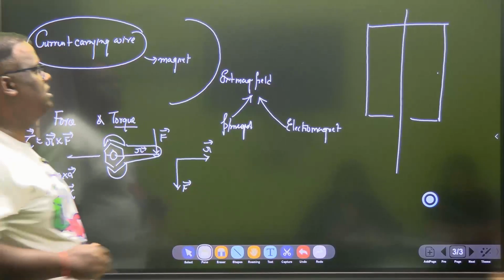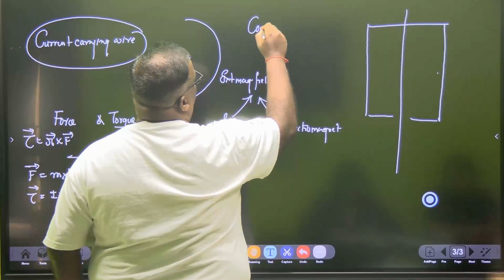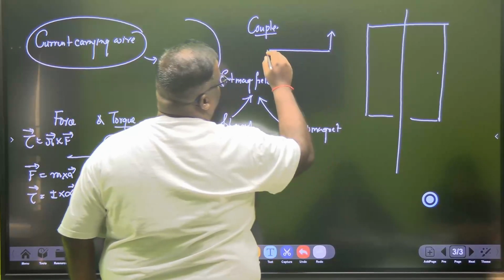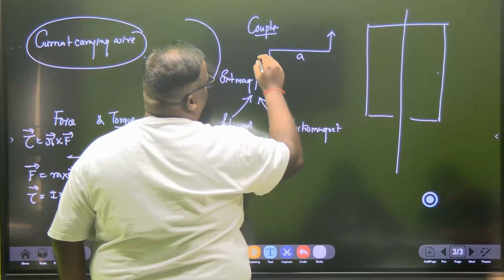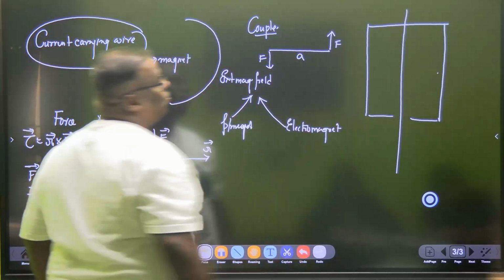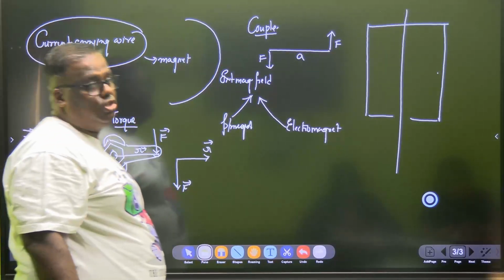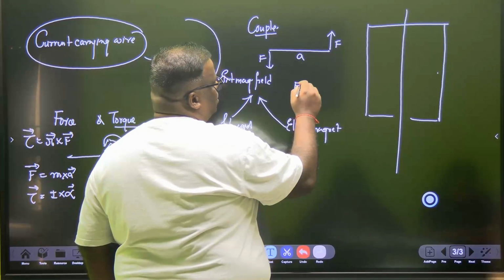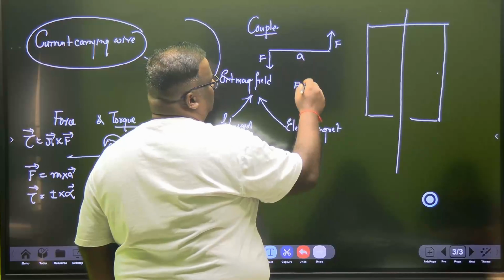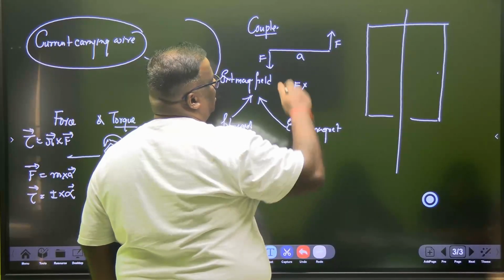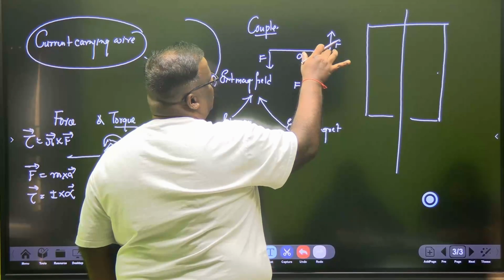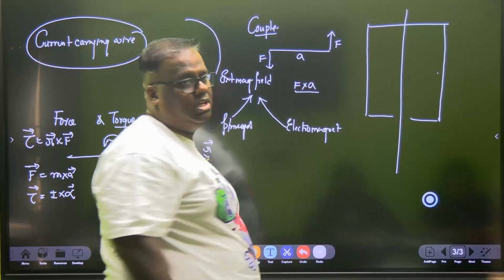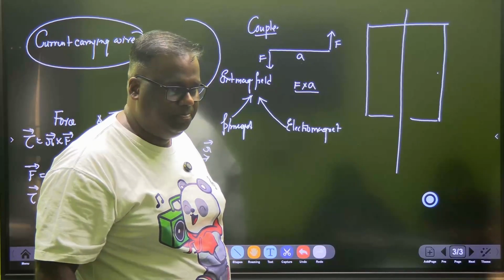The other thing you need to understand is a concept called couple. Couples are when two equal and opposite forces are separated by a distance. Say this is A, this is F, and this is F, equal and opposite, then they constitute what is called a couple, and the value of the couple is given by the force multiplied by the distance. If you see from this side, it is F into half of A, F into half of A. So F into A is said to be the couple, right?